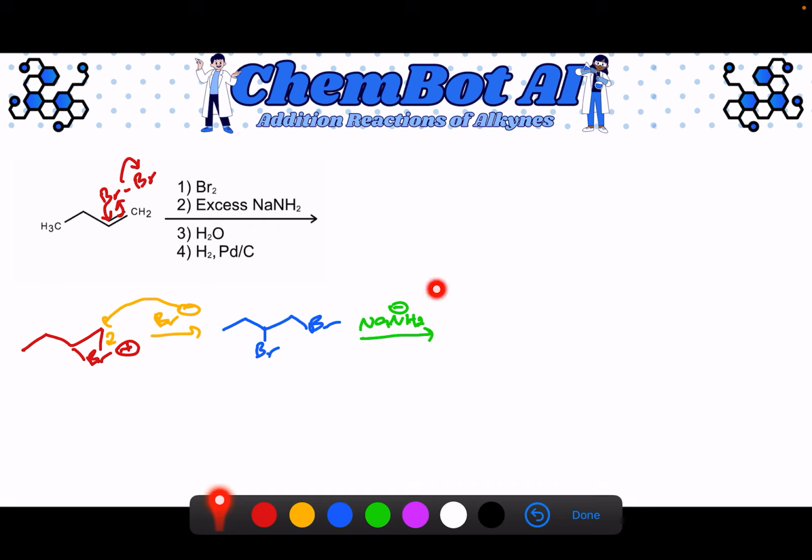Remember, whenever we see excess sodium amide and our vicinal dihalide, we are going to be performing two consecutive E2 reactions, where the base is going to take turns abstracting our two beta hydrogens in order to form a triple bond. So in the first step of this reaction, our negative charge on our nitrogen atom is going to attack one of our beta hydrogens, the electrons from the bond are going to fall down onto our structure, and our bromine atom is going to leave as a good leaving group to form a double bond.